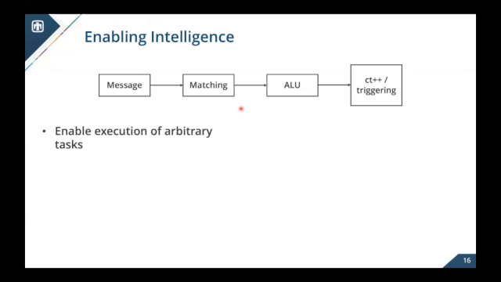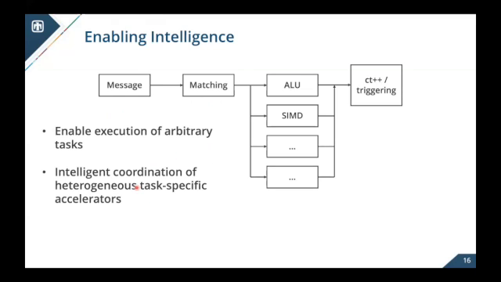What I've done here is basically just explain how we have some relatively simple, straightforward extensions to the current Portals that enable intelligence in the sense of being programmable. That's facilitated by this Inca ecosystem, which makes it easier to see. But it also hopefully enables this intelligent or programmable coordination of heterogeneous task-specific accelerators in the context of the Portals processing pathway.